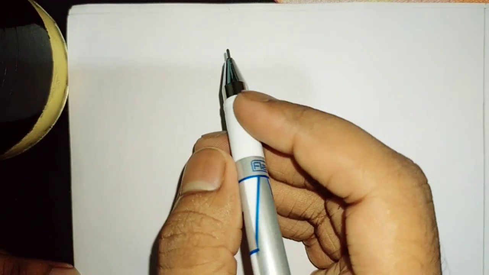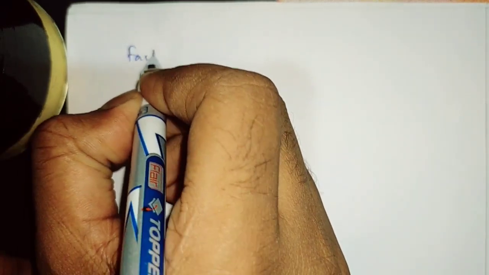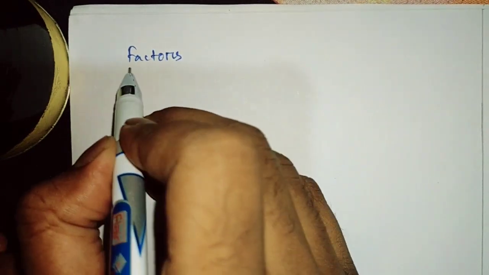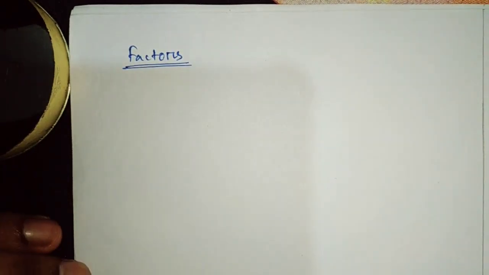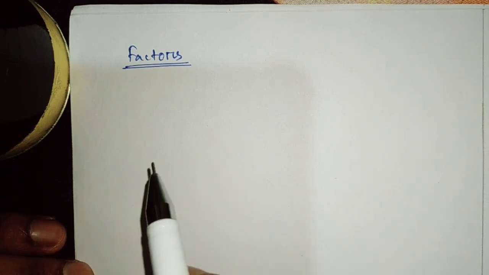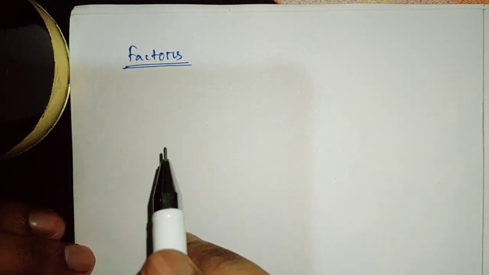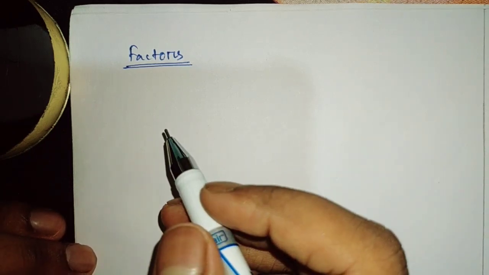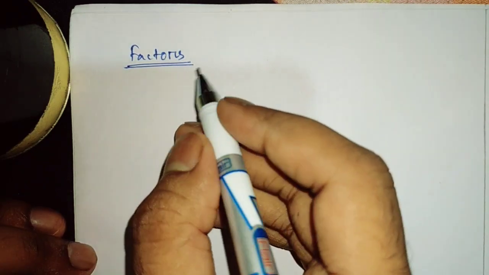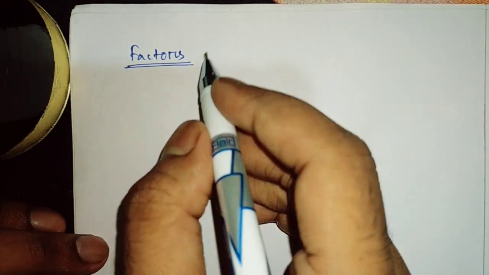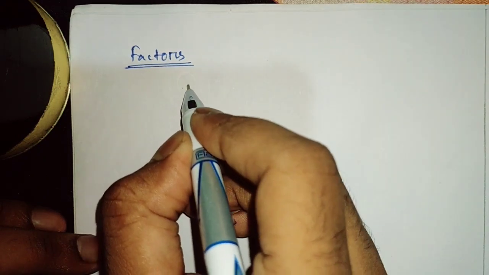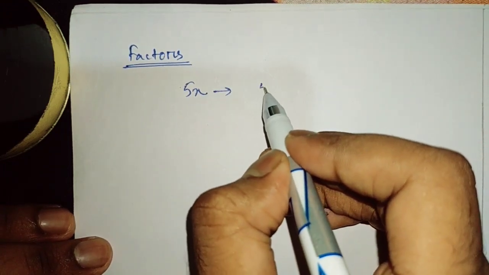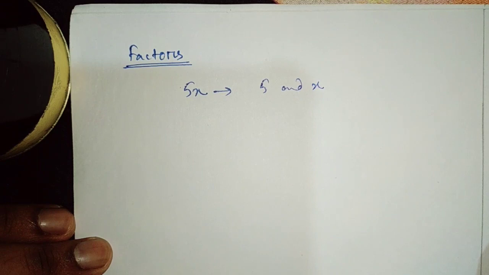Here we will talk about factors. Okay. So in an algebraic expression, each and every term actually is a product of constants and literals, or you can say variables. So for example, we can take a term like 5x. This 5x is actually a product of 5 and x.